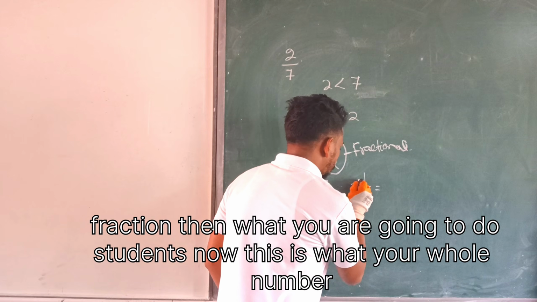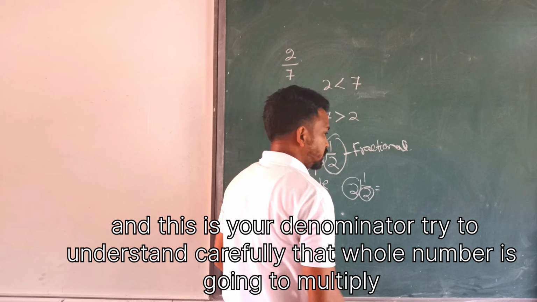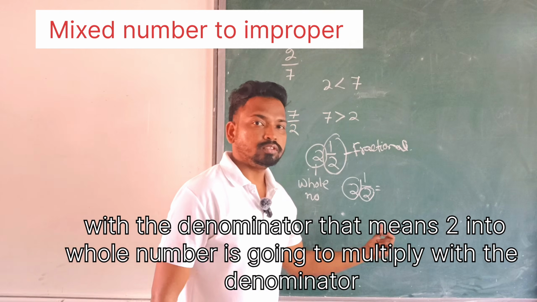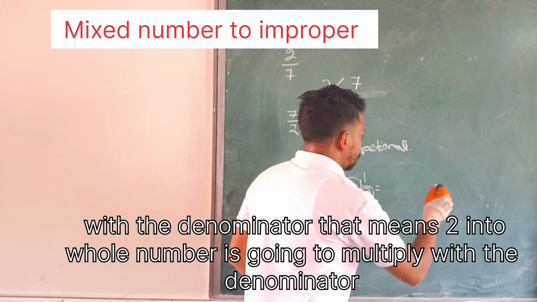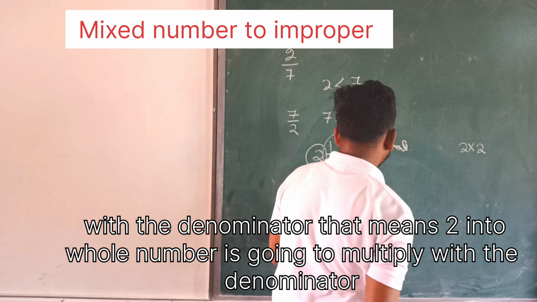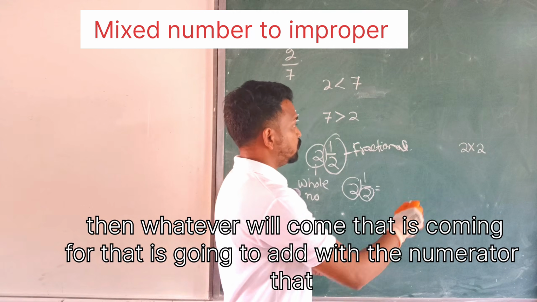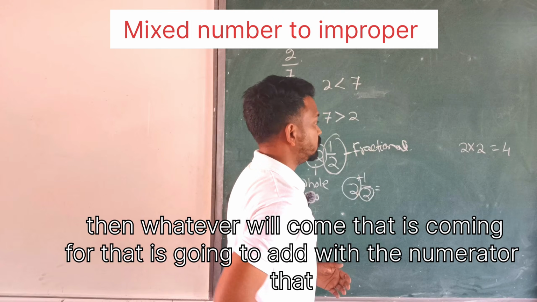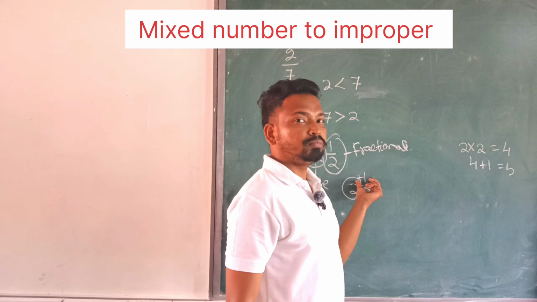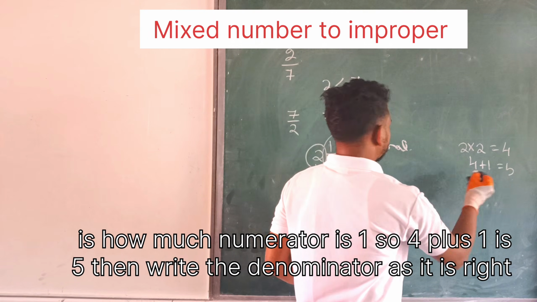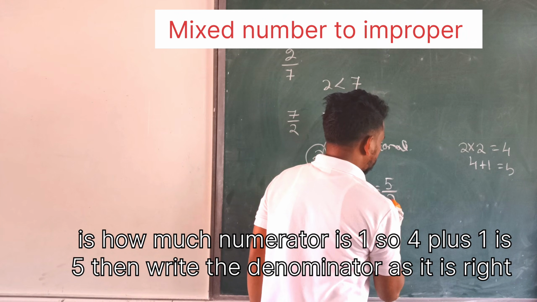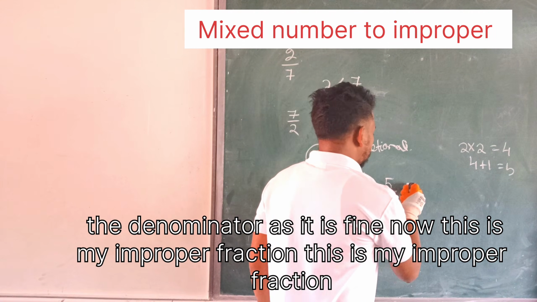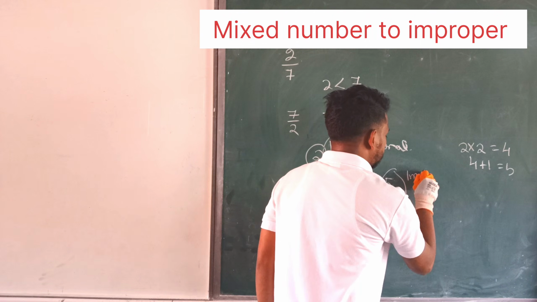Now this is your whole number and this is your denominator. Try to understand carefully: the whole number is going to multiply with the denominator. That means 2 into 2. Then whatever comes, that is 4, is going to add with the numerator. The numerator is 1, so 4 plus 1 is 5. Then write the denominator as it is. Now this is my improper fraction.